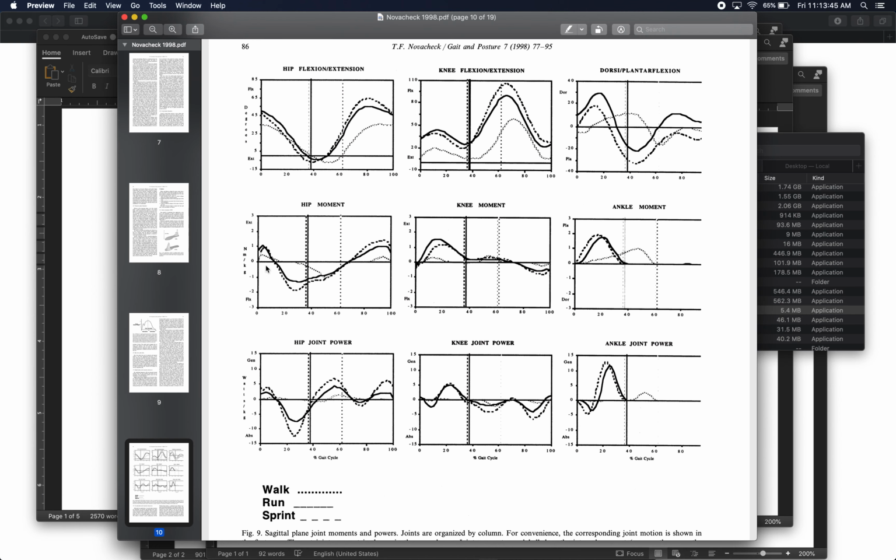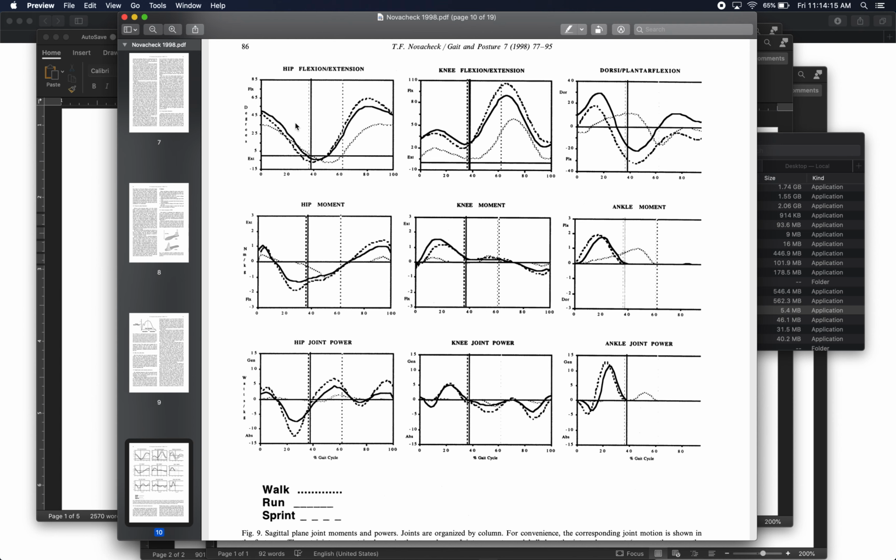So from the direction of the joint motion, which you can reason out here from the joint angle, you can reason out what's happening to the length of the muscle groups involved, whether they're stretching or whether they're shortening. So moment tells me which muscle group is active, and angle can tell me something about how that muscle group is behaving kinematically, whether it's stretching or whether it's shortening.